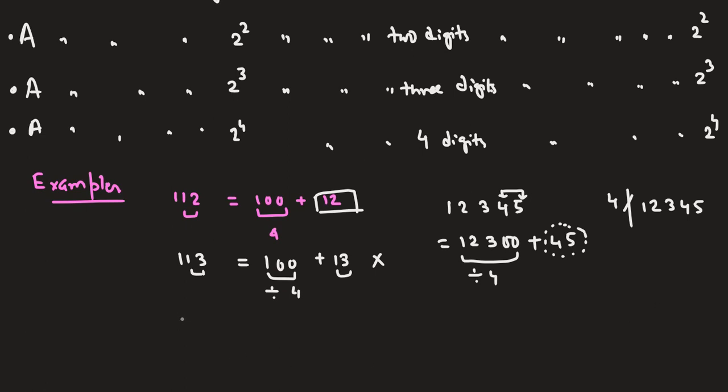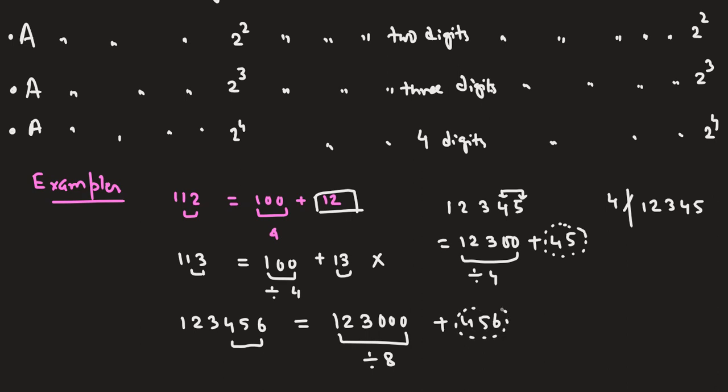If you have the number 1 2 3 4 5 6, you are checking whether it is divisible by 8 or not. So the last 3 digits you have to detach. We have 1 2 3, after that 3 zeros, then 4 5 6. You know that this number is always divisible by 8, because the last 3 digits are 0. So if the remaining part is divisible by 8, then the total number is divisible by 8.